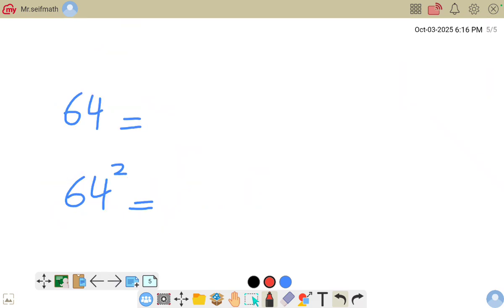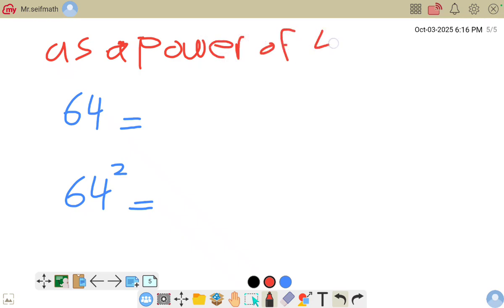Another one, 64, and I want to write it as a power of 4, for example here. How to write it as a power of 4? Let's check. 64 equals 4 power what? It's 4 power 3. Okay?